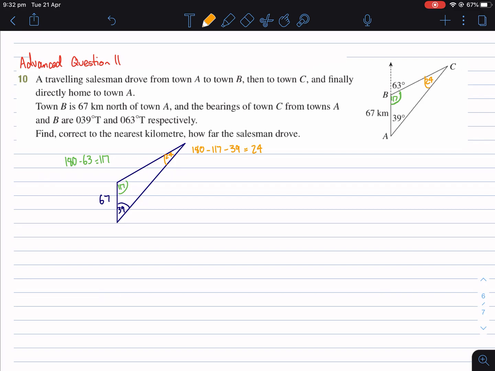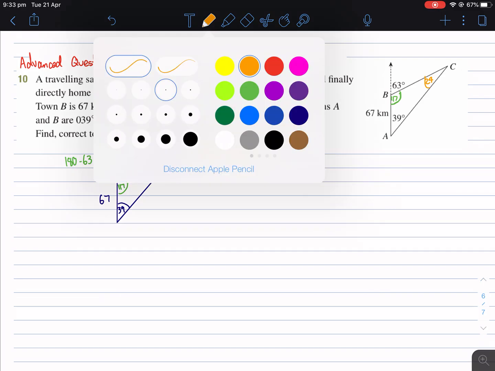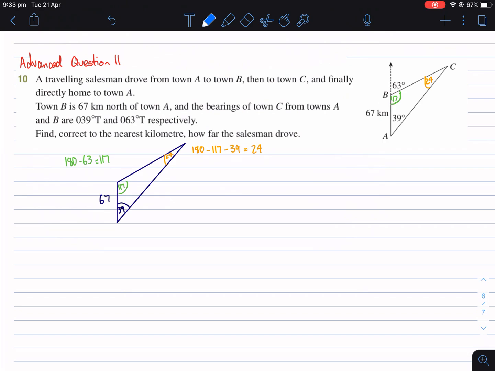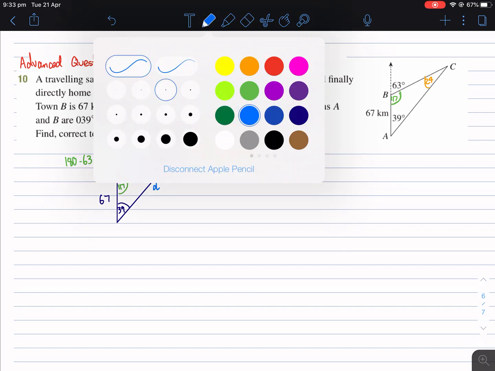Now, when they say how far the salesman drove, he started at town A. So he drove up here and along here and back down here. So what we actually need to know, like we already know this length, but we need to know this length and we need to know this length. I've just called them X and D just for fun. So we're going to start off by finding X and then we're going to find D.